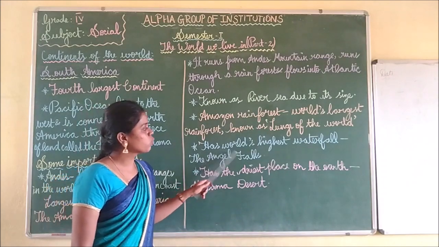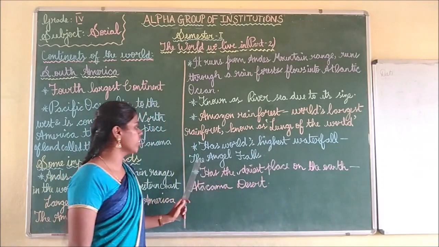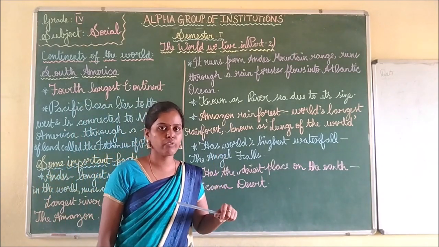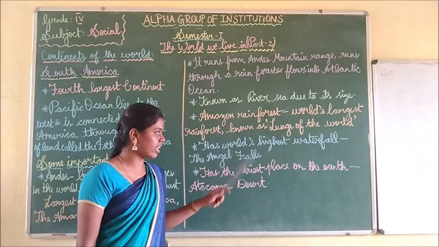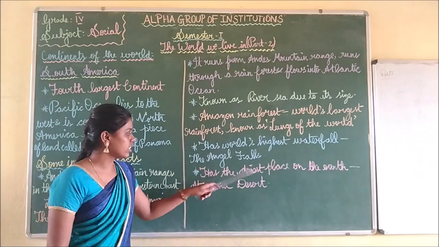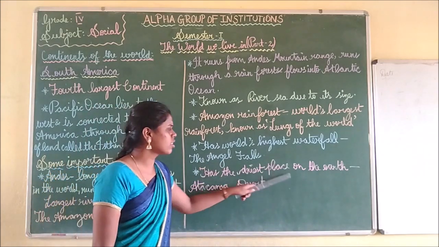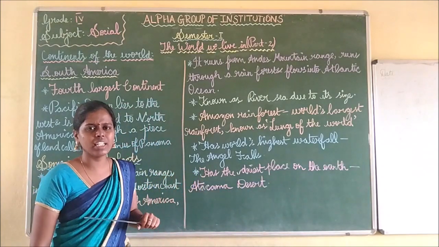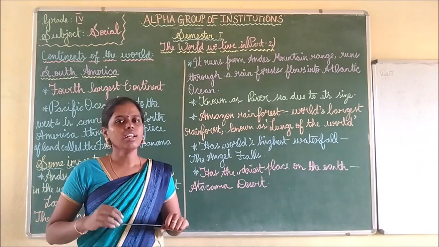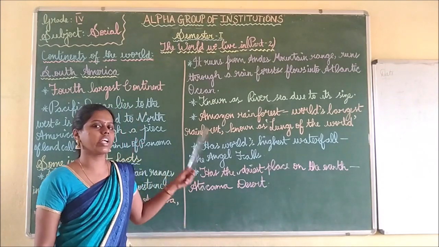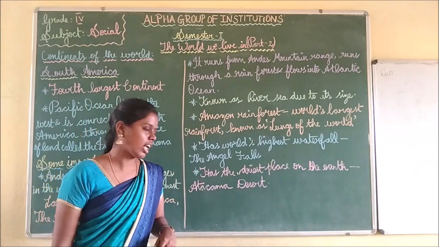Okay, it has the world's highest waterfall, the Angel Falls. It has the world's largest rainforest. It has the world's highest waterfall, the Angel Falls. It has the driest place on the earth. Very dry place on the earth. Dry means no water. So, the driest place on the earth is Atacama Desert. It is located in South America.